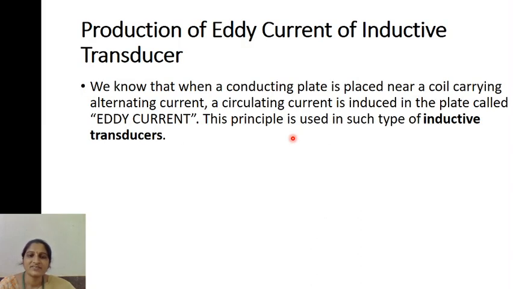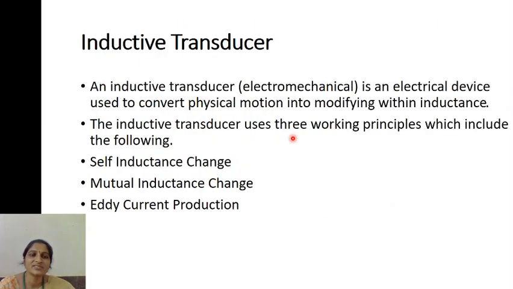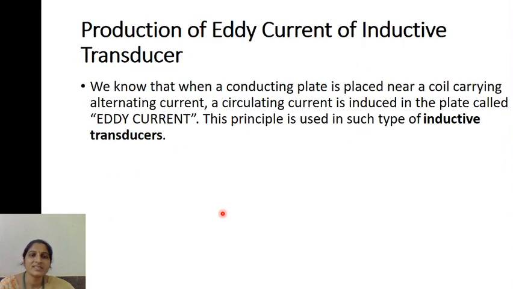And the third one, we have discussed that there are three methods: self-inductance change, mutual inductance change, and the third one is eddy current production. The first one, self-inductance change, we have studied. Mutual inductance change, we have studied. And the final one is eddy current production.